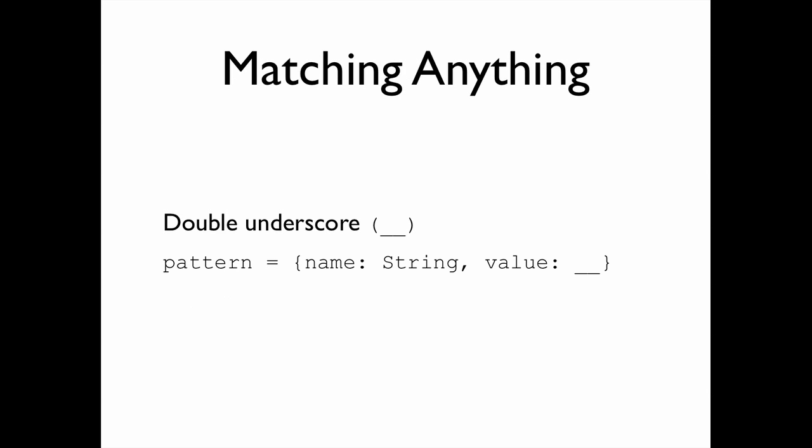Then there are a few handy specialized types of strings you might like to match, URLs or emails. And if you have any kind of regex you want to match, you just put the regex in that position. There's a special pattern called double underscore. It looks like a blank, and it means it matches anything.